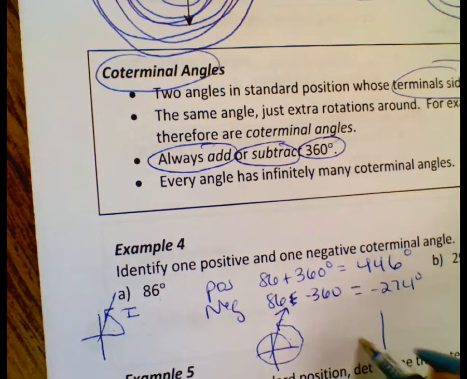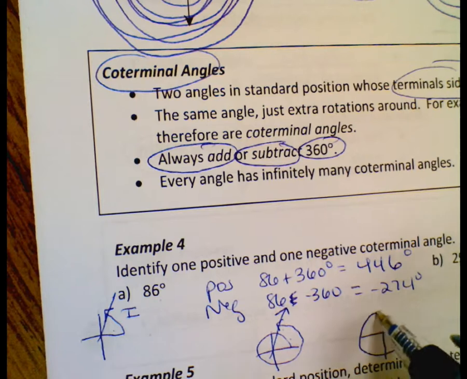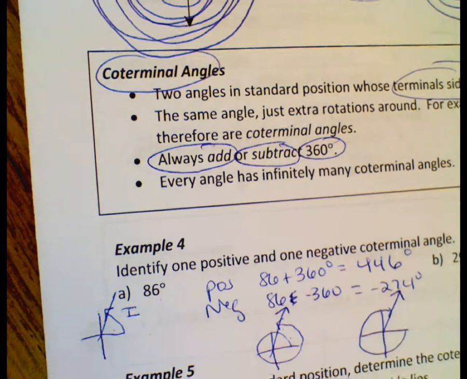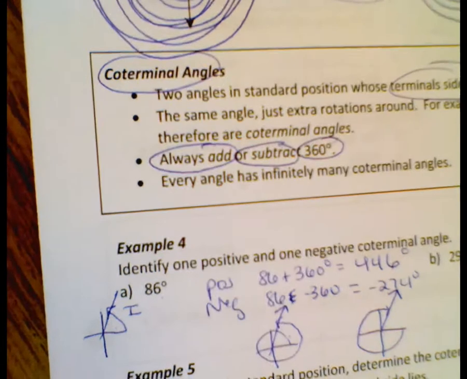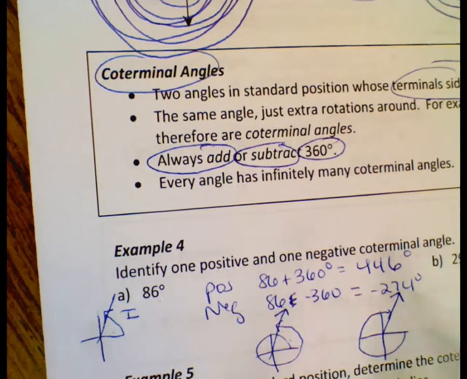If I said to draw negative 274, I'd go around. Here's negative 270 and another 4. Guess where we're at? First quadrant. So coterminal means they're in the same quadrant, same spot. They just look a little different. So you can use any one of these to draw this.